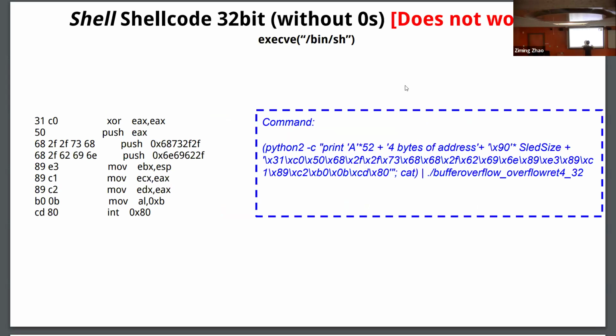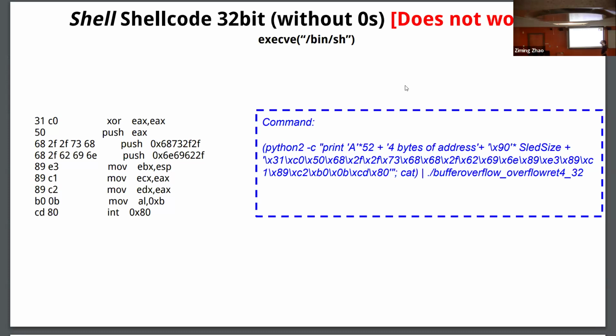And this is the command we are going to use. We are going to use Python. We first print out 52 bytes of garbage. We're trying to place the shellcode at a higher address after the return. So we have 52 bytes of garbage, then 4 bytes of the return address. The return address is supposed to be the address of the shellcode, right? Which we will figure out roughly where it is. Then we have a huge NOP sled.